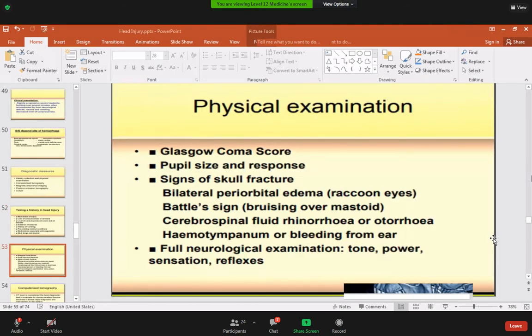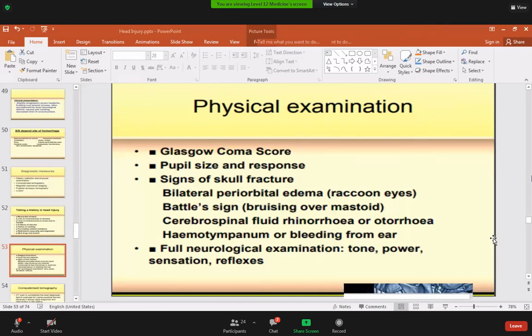In physical examination, we first go for the Glasgow Coma Score. This is an emergency setting, so we are not taking the history in detail, but these things are important that you should record somewhere. And again, in physical examination, the first thing you will see is the coma scale for that patient. How do we check the Glasgow Coma Score?